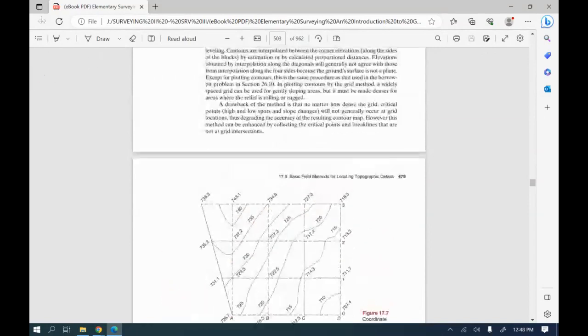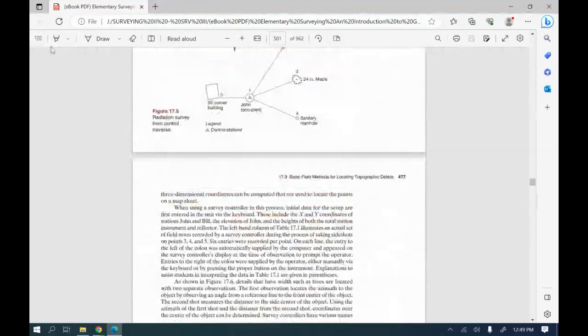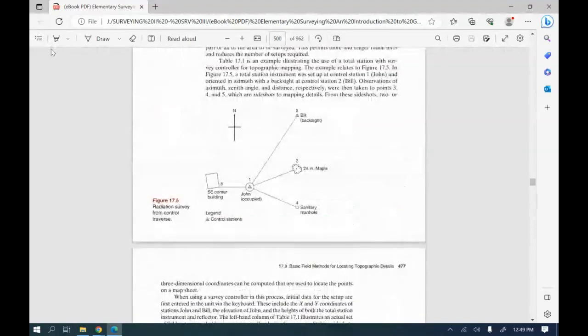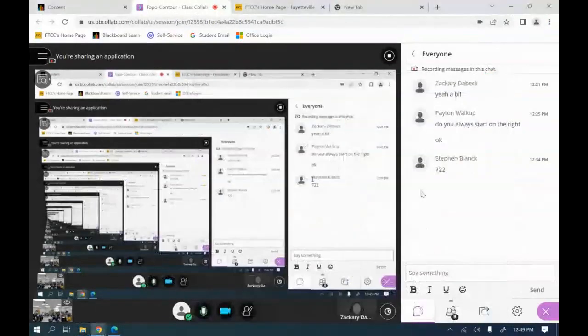That's very true. So this example is part of chapter 17, and I'm going to give you the introduction to it in just a minute. So I'm going to go ahead and log out of this Blackboard Collaborate, that way it'll save and close.